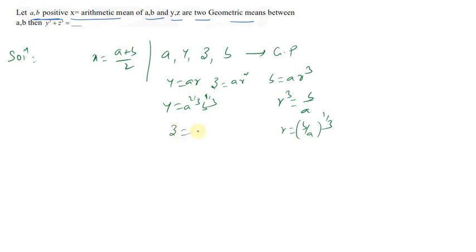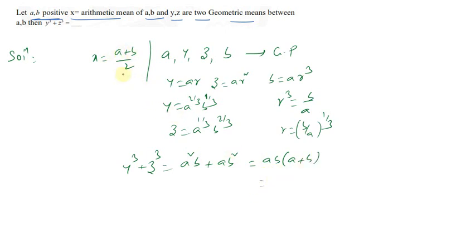And z is equal to r square, which is nothing but a into b power 2 by 3 by a power 2 by 3. You are getting a power 1 by 3 into b power 2 by 3. So what we have to calculate is y cube plus z cube. Let's see what happens. Y cube plus z cube is nothing but a square b plus ab square, so that you can write ab into a plus b.